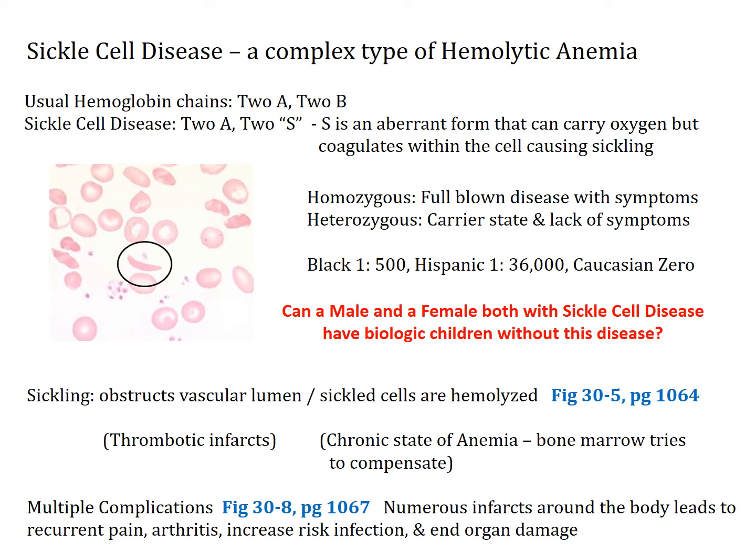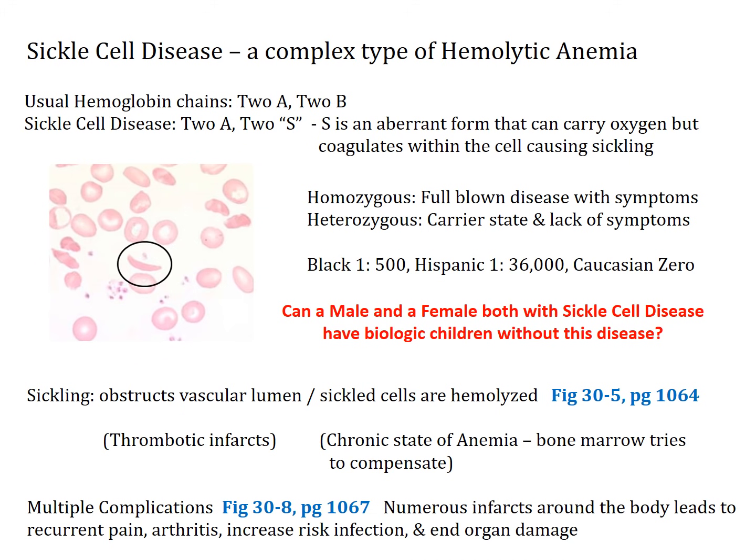You've taken a genetics course already. You should be able to answer this question. Can a male and a female who have sickle cell disease have biologic children without the disease? Or maybe another way is, what does it take? What type of male and female need to procreate in order to have offspring with sickle cell disease? You can work that question a number of different ways.